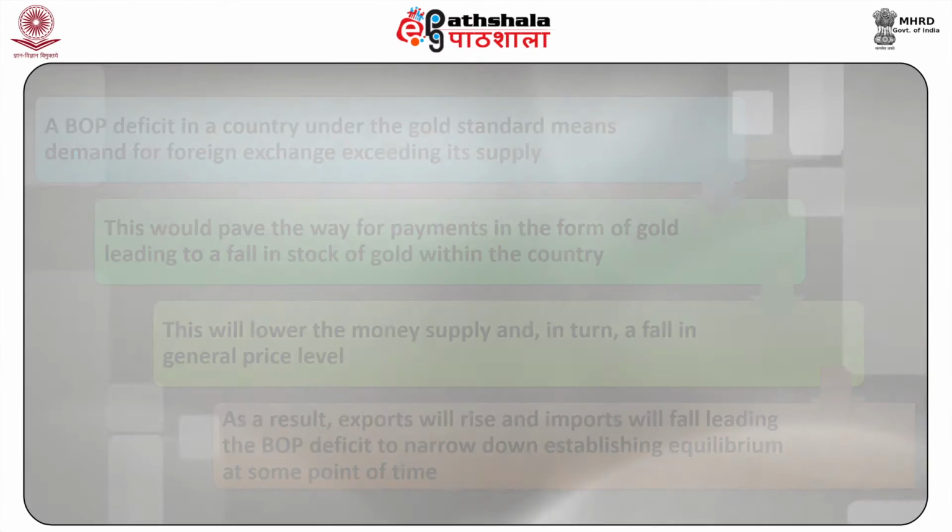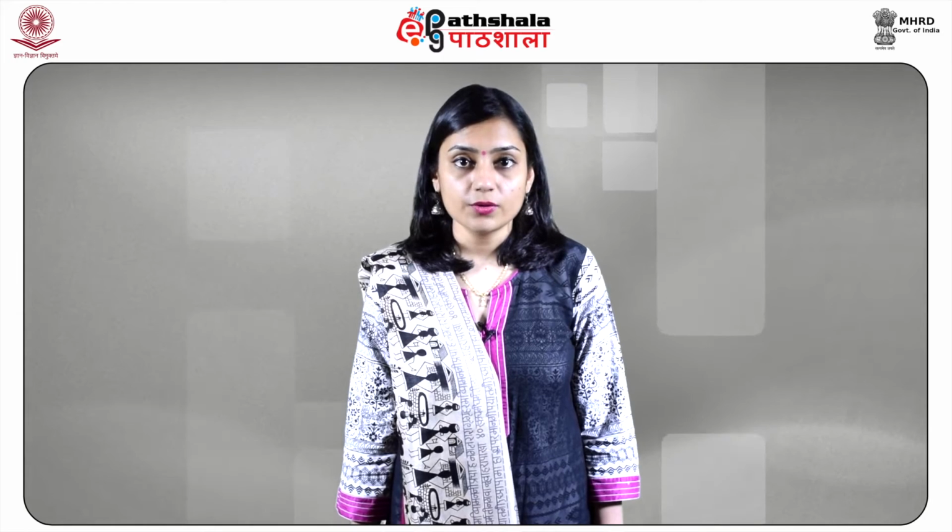leading the BoP deficit to narrow down, establishing equilibrium at some point of time. Likewise, in case of BoP surplus, reverse activities will take place and money supply in the country will increase, price level will move up, exports will fall and imports will rise. This will also lead to establishing BoP equilibrium.